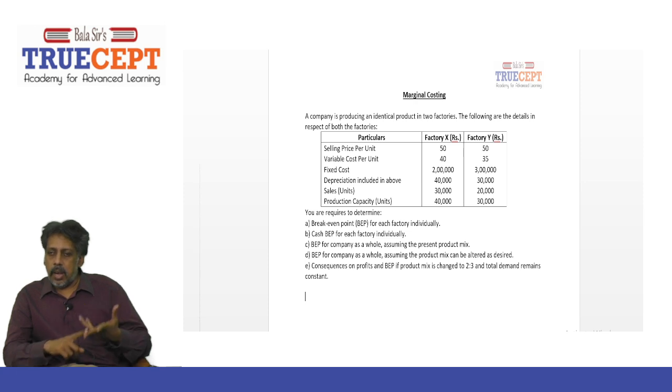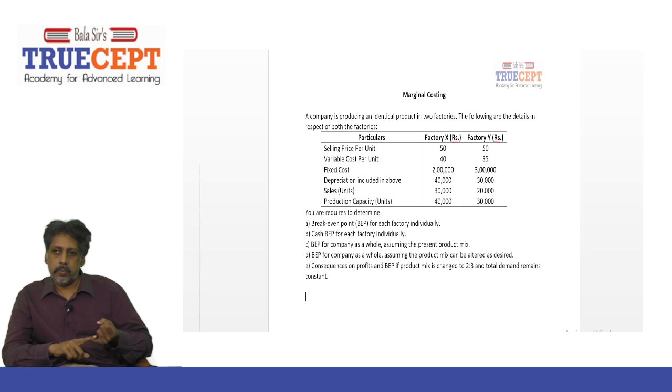And it's given that currently you are producing 30,000 units in factory X. And what is the capacity of factory X? 40,000. Now for factory Y. For factory Y it is 50 rupees selling price, because the same product, right? So selling price doesn't change, 50 rupees. Then the variable cost is 35 rupees. That means the contribution is 15 per unit.